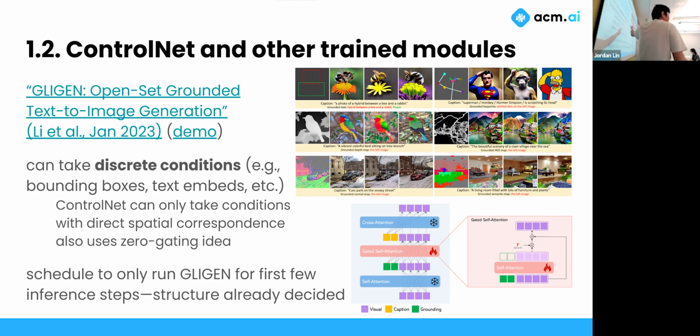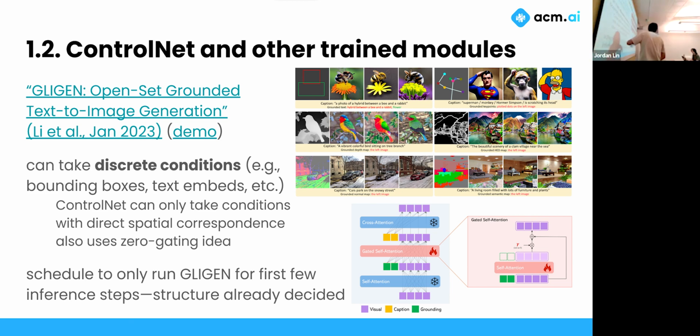What do you mean by text embedding? Like, if I want to say, I want a specific object in this very specific location, ControlNet can't do that because it can't take text information, right? So what this model does is, if you remember how the Stable Diffusion models work, we have our self-attention, we have our cross-attention. Let's put this additional thing, gated self-attention, in there, which is basically an additional attention block that we train to inject all this discrete information.